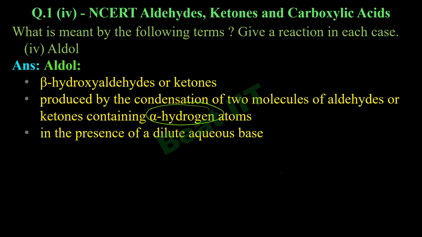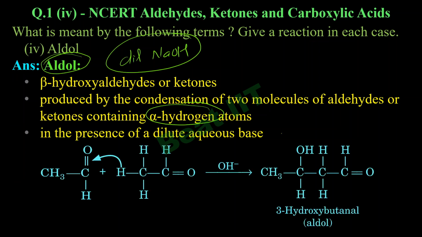In the presence of dilute aqueous base, and this is important, whenever it is aldol, remember it will be dilute NaOH. We can use KOH as well, but most of the times you will see dilute NaOH. Why am I saying it is important to remember? Because it will give you a hint that it is aldol. If it is concentrated NaOH, it will be related to Cannizzaro. So dilute NaOH, aldol; concentrated NaOH, Cannizzaro.